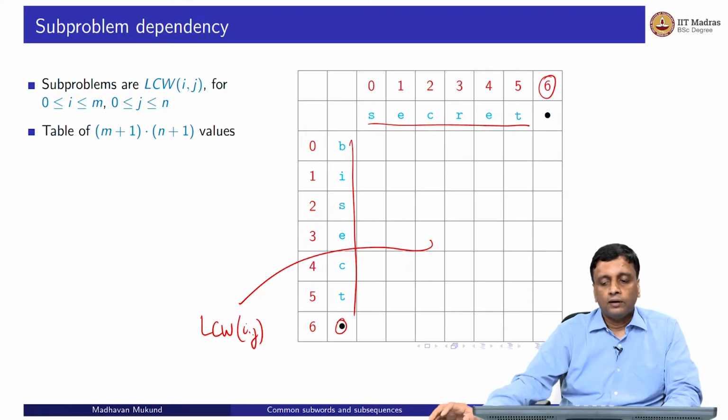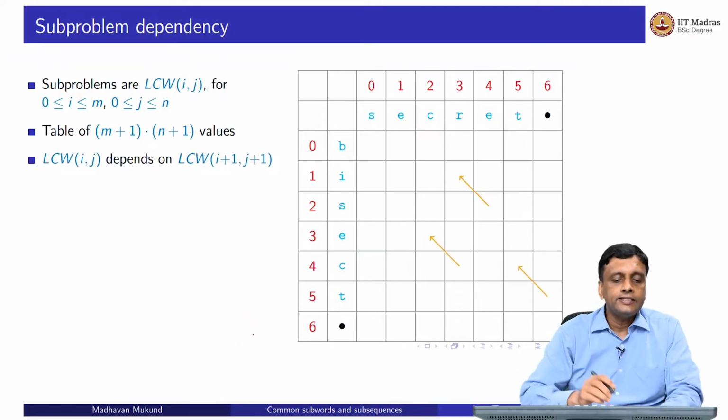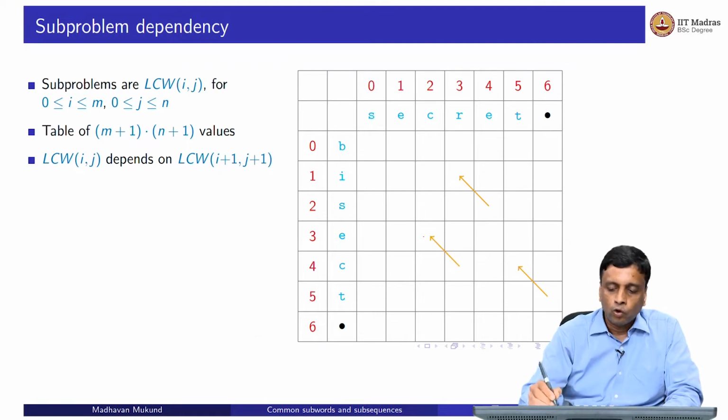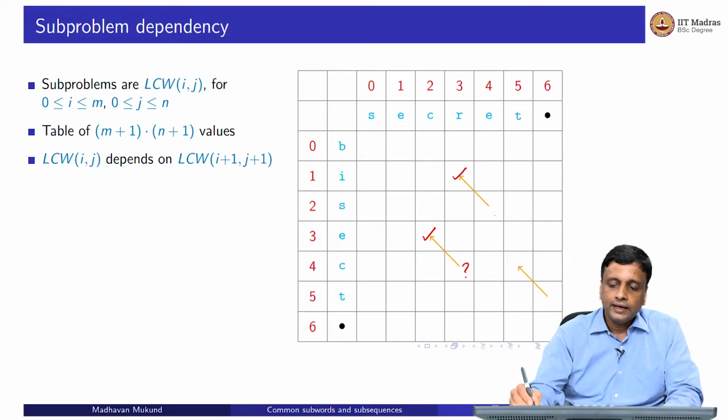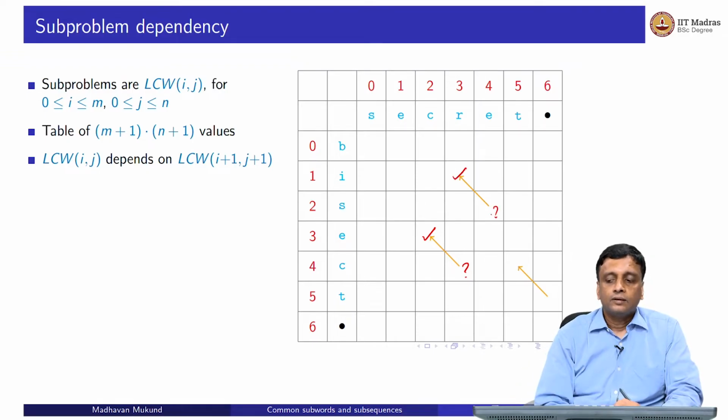So what do we know? Well, we know that there is some dependency. What is the dependency? It says that (i, j) depends on (i plus 1, j plus 1). So if I want to fill this entry, I need to know this entry. If I want to fill this entry, I need to know this entry. But what about this entry? Well, this entry doesn't have anything beyond it.